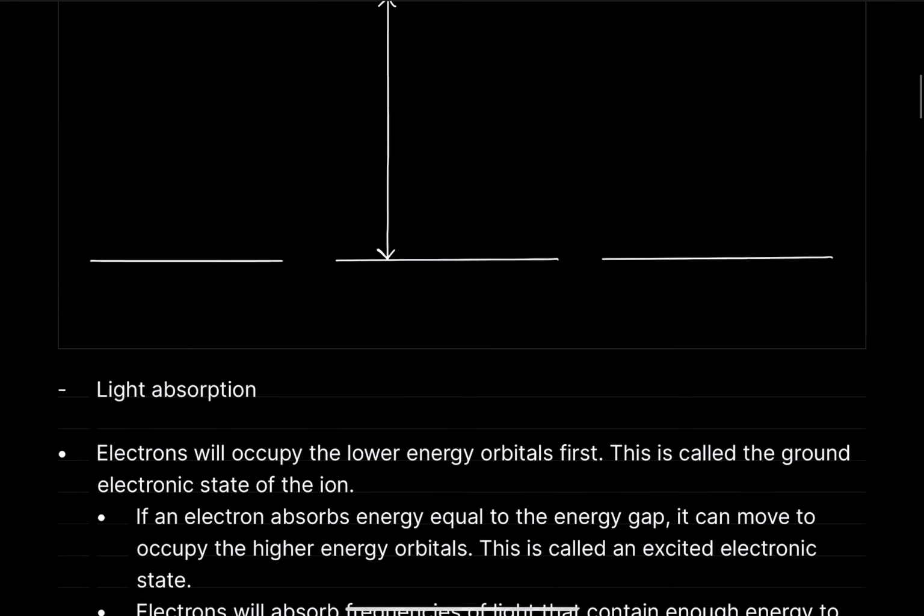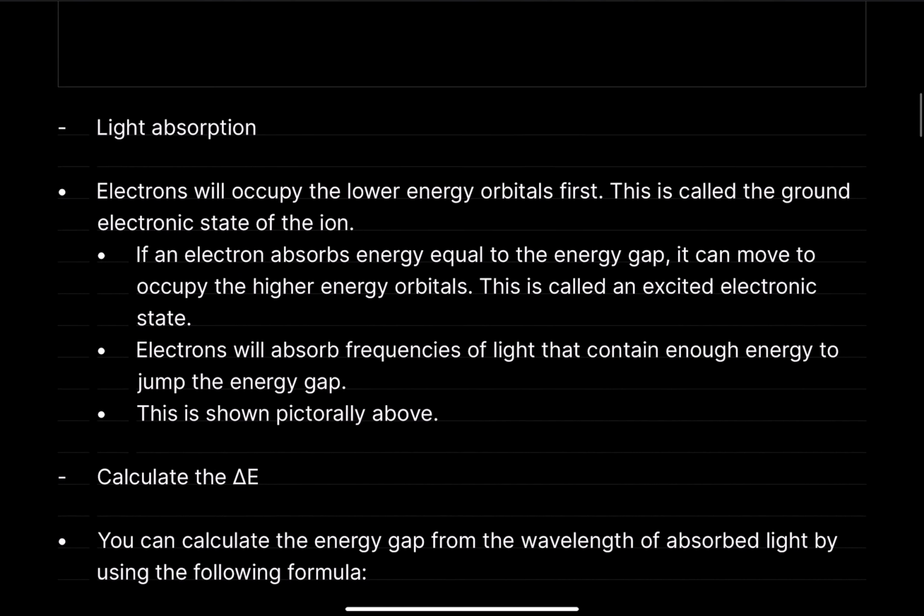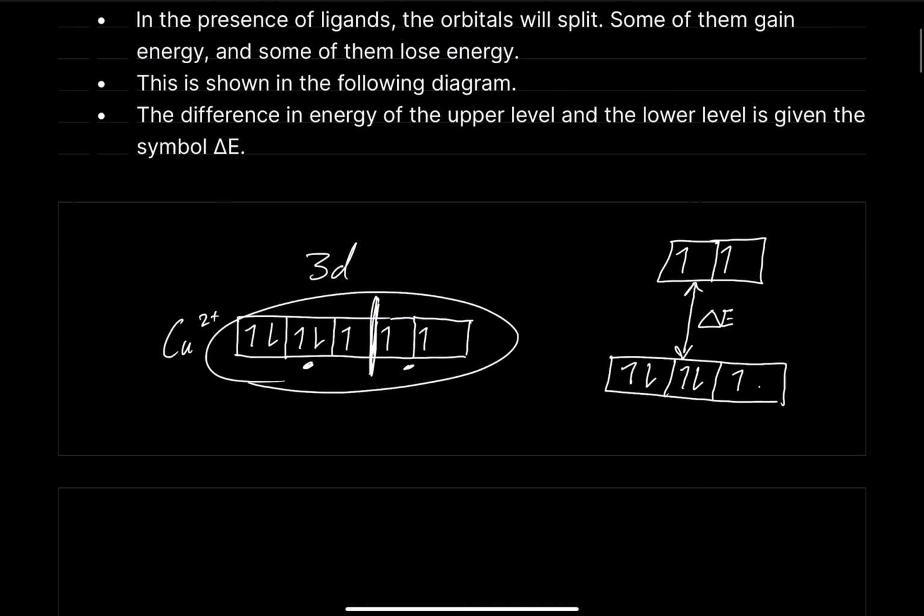So I'm going to bring back this example here of the Cu2+, right? As I said, it's not completely random, but you don't need to understand which part of the orbital will gain energy, which one will lose energy. Doesn't matter, right?